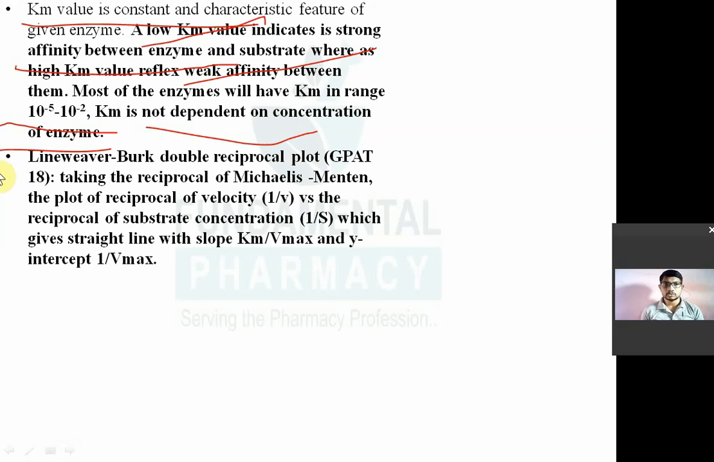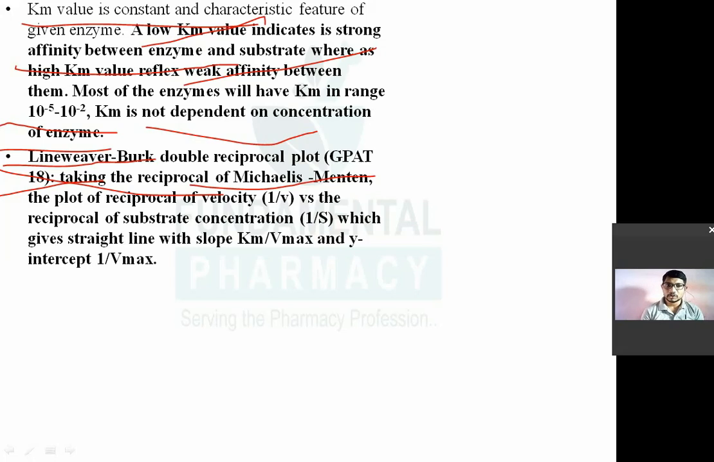There is another plot known as the Lineweaver-Burk plot, the Lineweaver-Burk double reciprocal plot. If you plot a reciprocal of your Michaelis-Menten equation, तो Michaelis-Menten equation है उसका reciprocal आप plot करेंगे तो you will get a Lineweaver-Burk double reciprocal plot. So इसके ऊपर GPAT 2018 में क्वेश्चन आ चुका है. By taking the reciprocal of the Michaelis-Menten equation, that is a reciprocal of velocity. पहले क्या था? Velocity is equal to Vmax S divided by Km plus S. ऐसा equation आपका Michaelis-Menten का. अभी क्या करना है? उसको 1 divided by करना है.